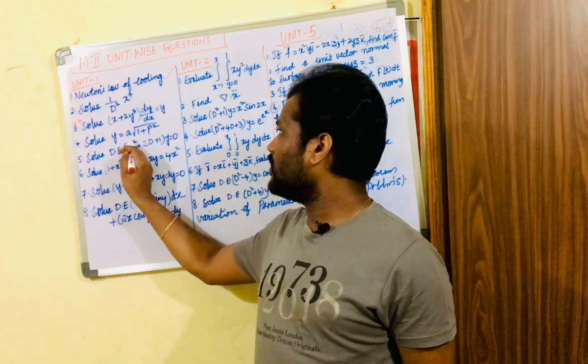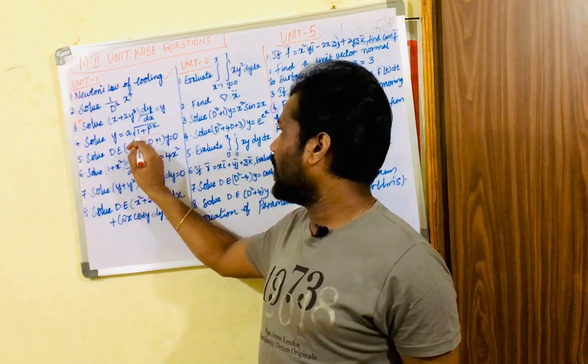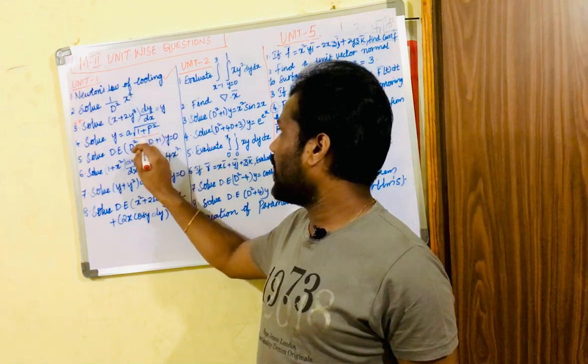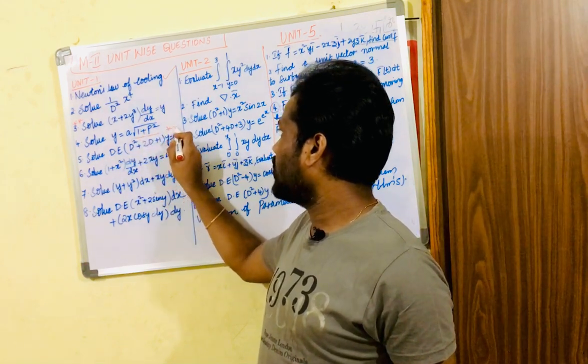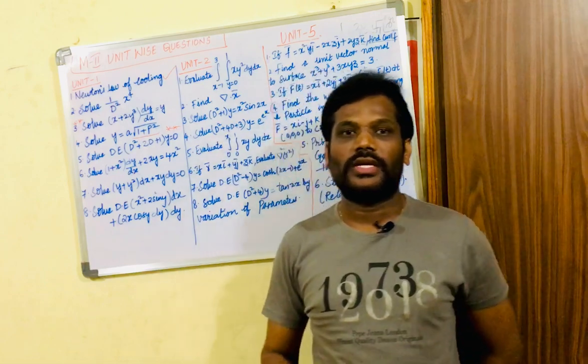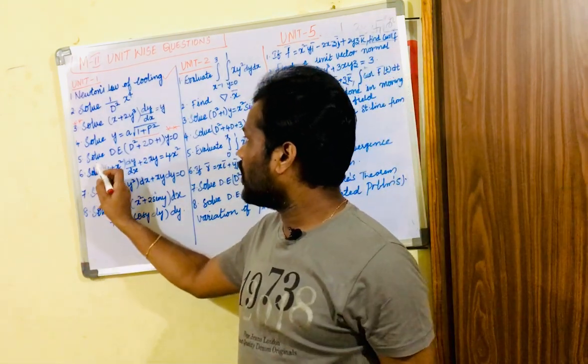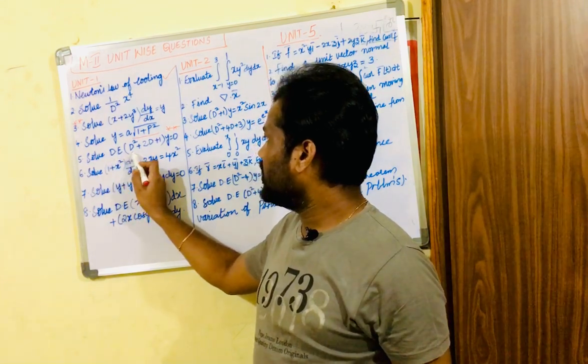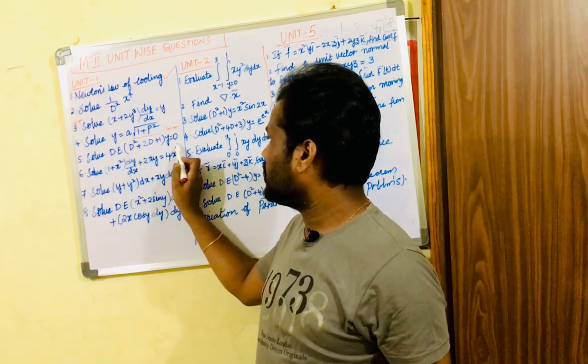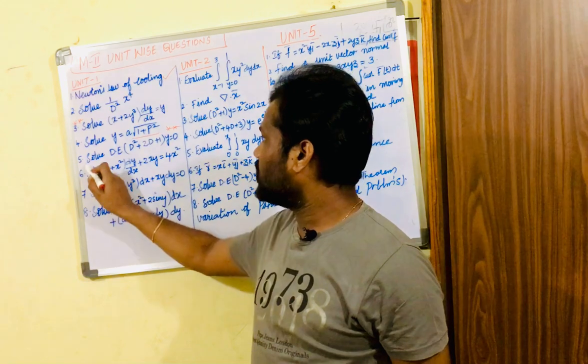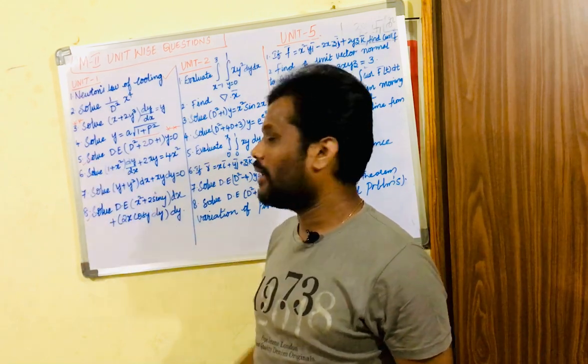Also solve y equals to a and into 1 plus p square under root. This problem is also asked in various question papers, dear students, of R16 and R18. As well as solve the differential equation d square plus 2d plus y equals to 0. Based on the differential equation also a question will come.